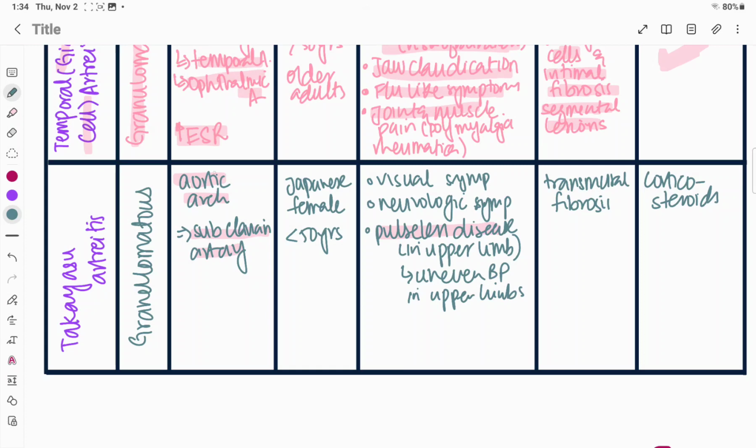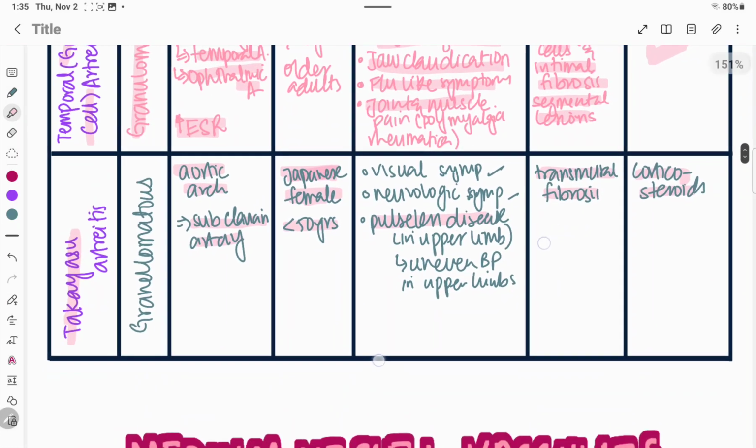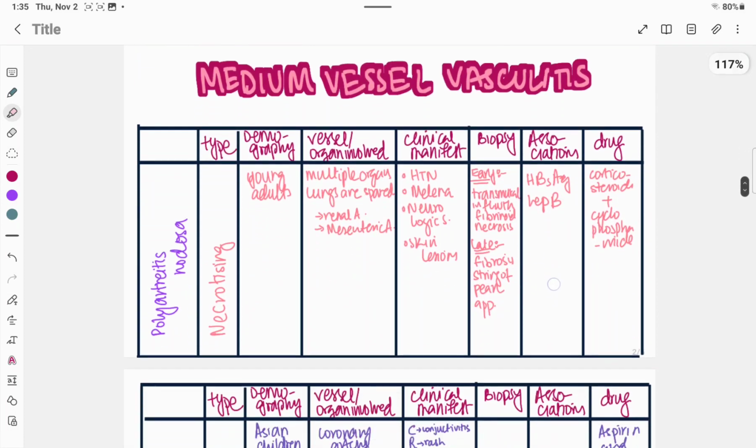What other things can you have? Because it's the aortic arch, the brachiocephalic is also affected, so you have visual symptoms and neurological symptoms. The carotid is also affected. And very important, the demography: Japanese female less than 50 years old. Takayasu is a Japanese name. Biopsy will show transmural fibrosis and treatment is corticosteroids. Both have corticosteroids. Right, now let's move on to medium vessel vasculitis.